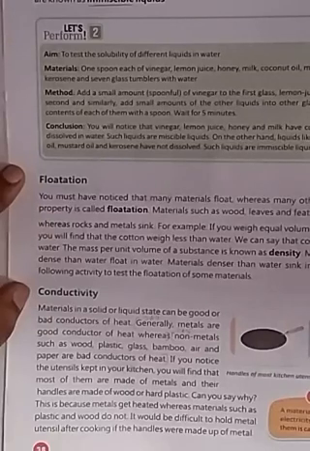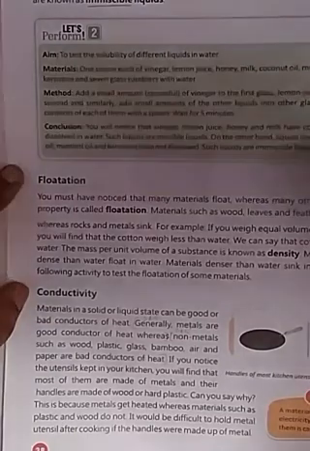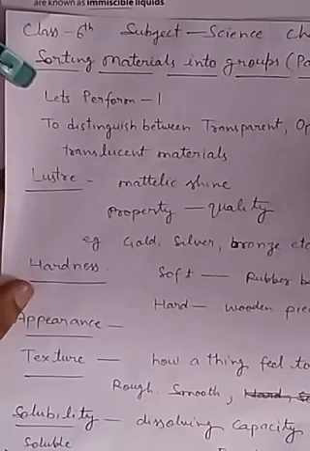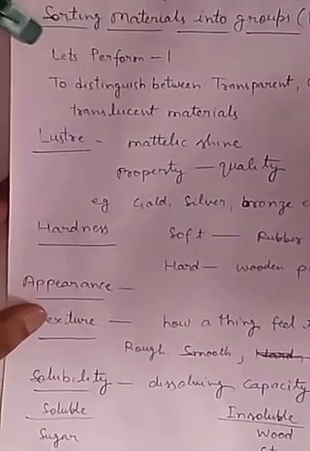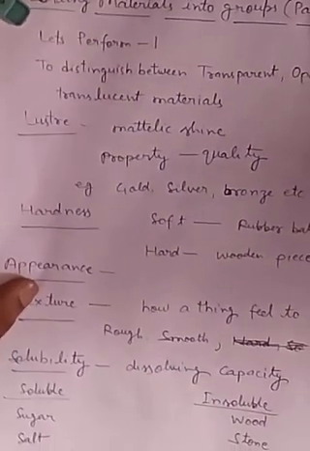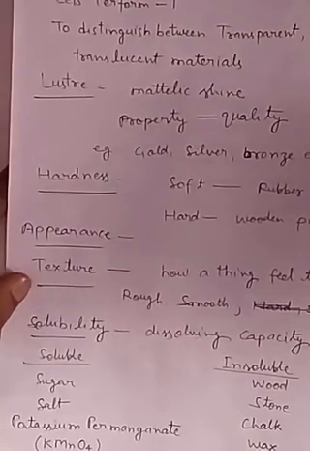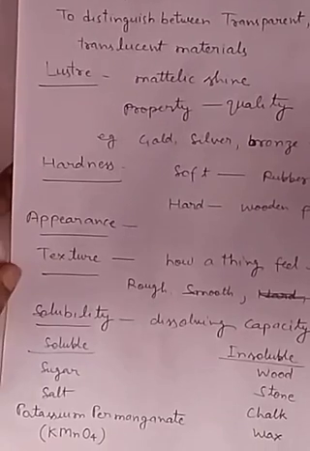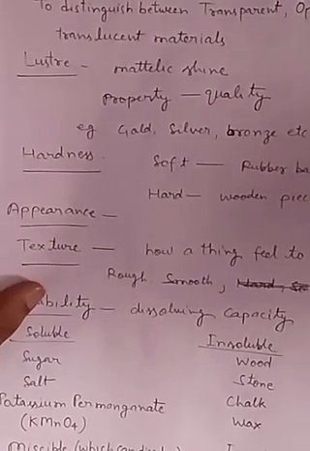Hello students, this is the third part of your fourth chapter, and the chapter name is sorting materials into groups. In the second part we have seen the activity by which we have shown how to distinguish between transparent, translucent and opaque materials, and we have studied some qualities about luster. Luster means metallic shine.